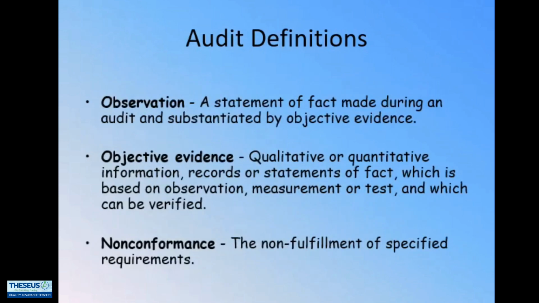Here are some more audit definitions. An observation is a statement of fact made during an audit and substantiated by objective evidence. Objective evidence can be qualitative or quantitative information, records or statements of fact, which is based on observation, measurement, or test, which can be verified. For example, objective evidence may be collected by observing activities, interviewing personnel, reviewing procedures, and looking at records.